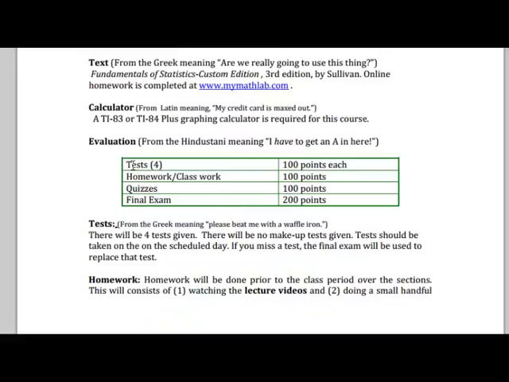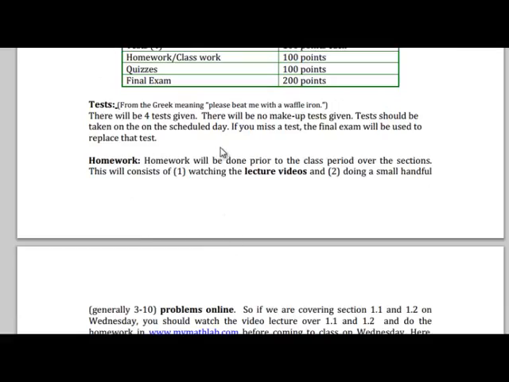Okay, here's the grading. So we're going to have 4 tests, and then we're going to have homework and classwork. The tests are 100 points each. Homework, classwork, 100 points. Quizzes, these are primarily online quizzes, going to be 100 points. And the final exam is 200 points. No makeup test given under any circumstances. So make sure that you are there on test dates. And I do not generally move test dates. They're usually there unless we get a snow day or something crazy happens. So I generally do not move test dates.